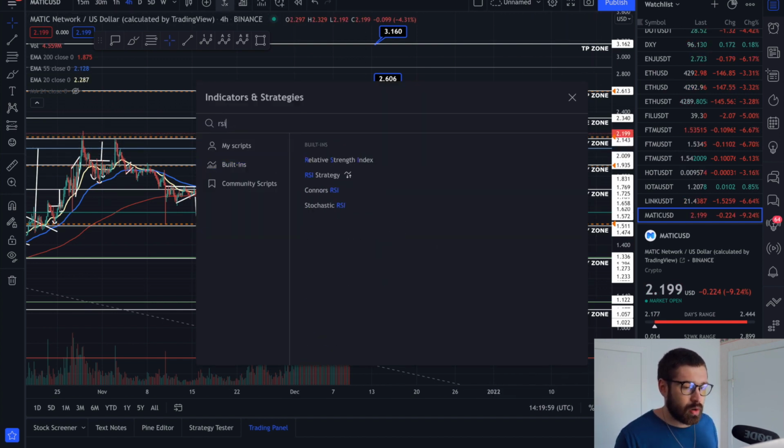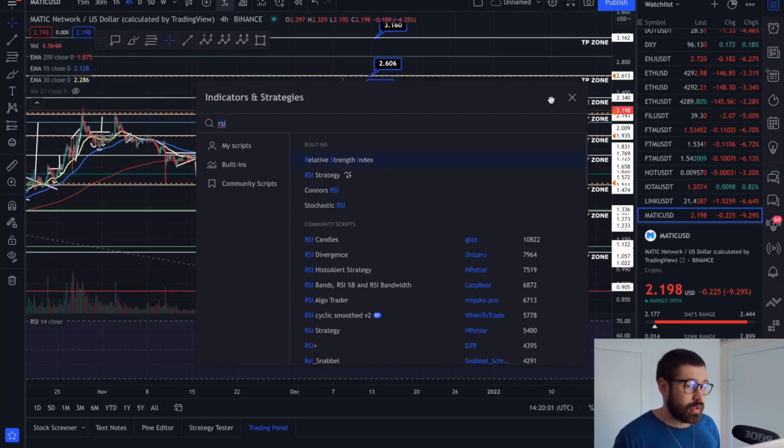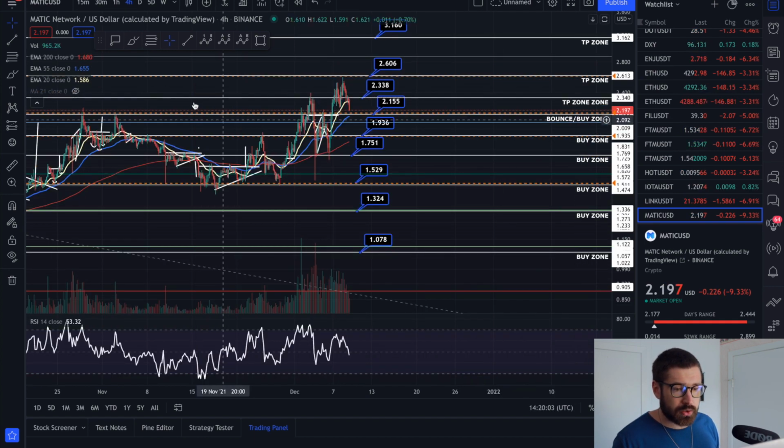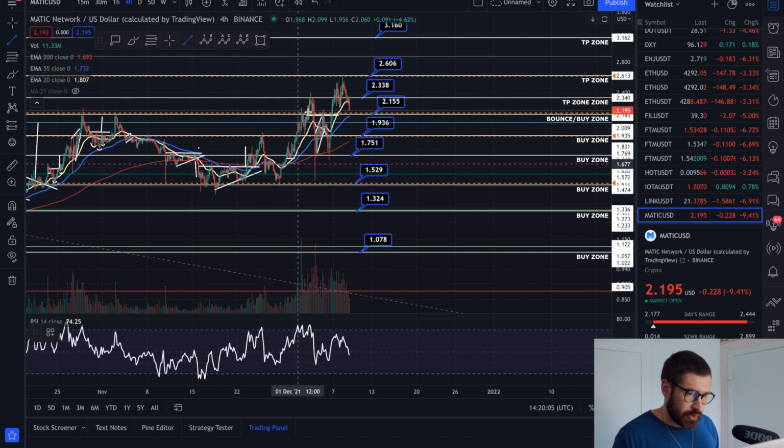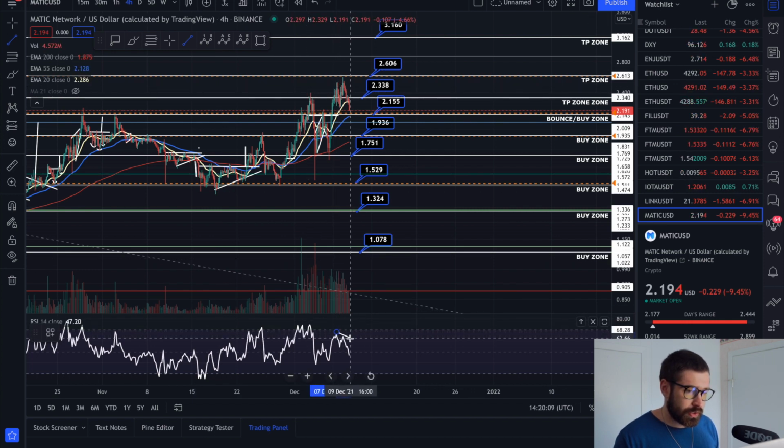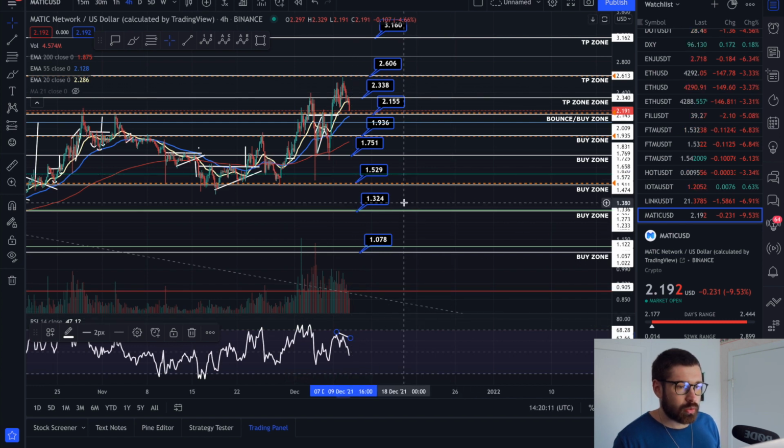I know there was a small bearish divergence with this RSI as well, which signifies to us that the bulls are running out of strength. So you can see we created a higher high, but we failed to create a higher high on the 4-hour RSI. So it looks like we're going through a correction right now.